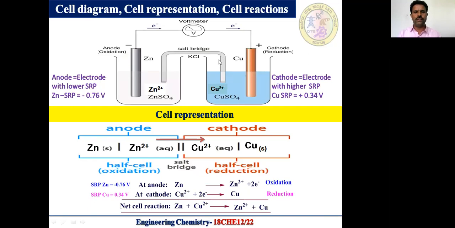So next question is, which electrode is working as anode and which electrode is working as cathode among these two electrodes? The electrode with lower standard reduction potential value works as anode or negative electrode, and the electrode with higher standard reduction potential value works as cathode or positive electrode, when connected to each other. So this is about the cell diagram.